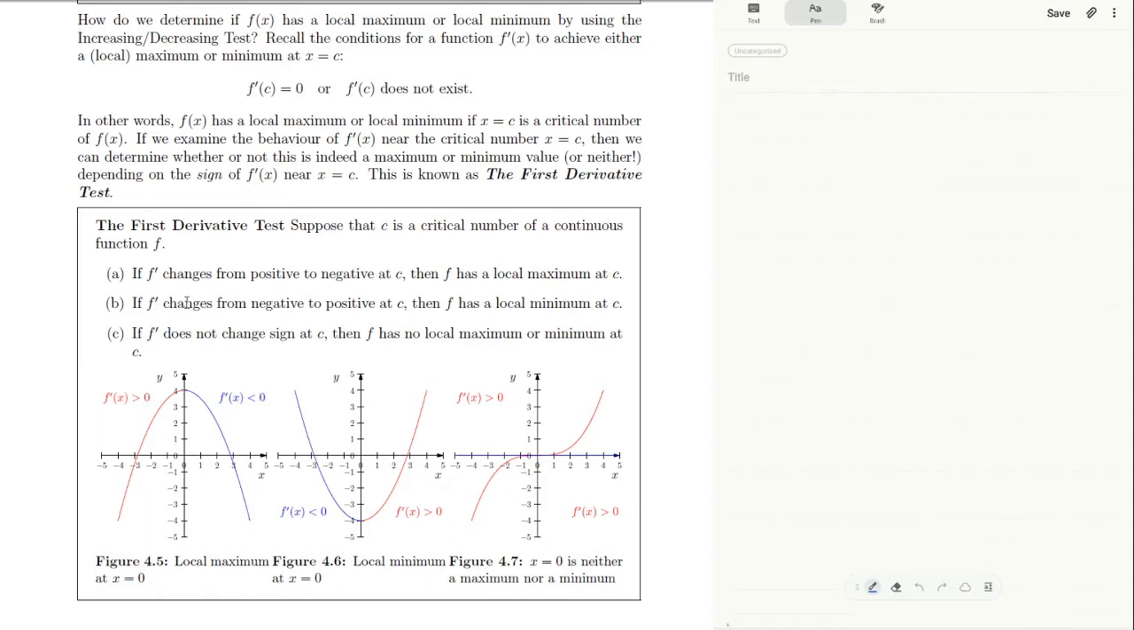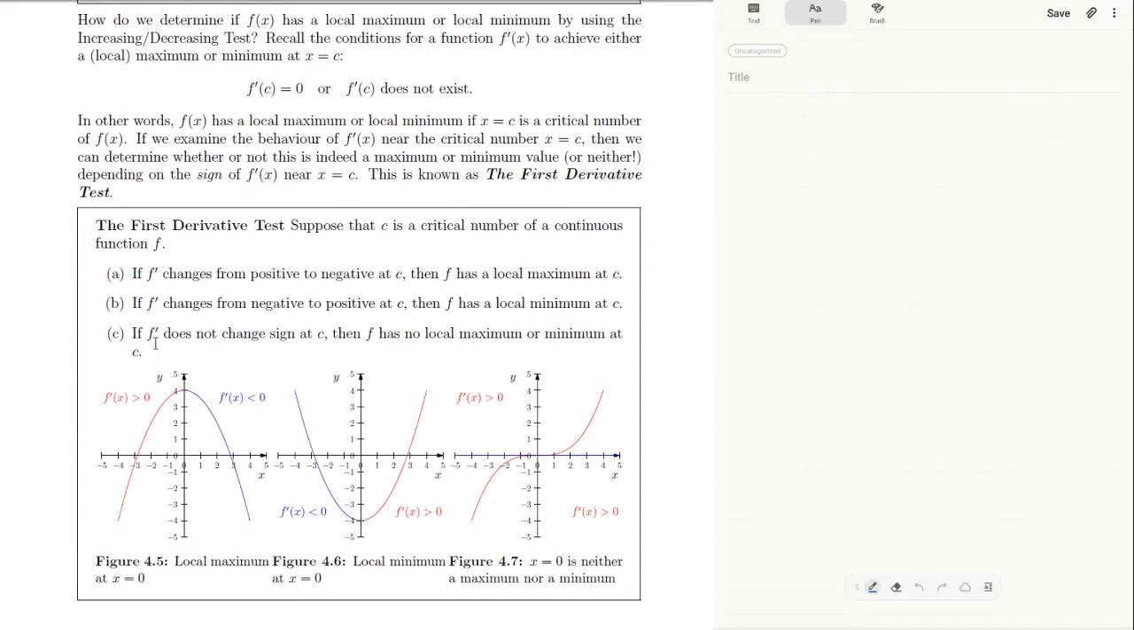Similarly, if f prime changes from negative to positive at c, then f will have a local minimum. So in the middle example, we see that the derivative is negative from negative infinity to 0, and then it's positive from 0 to infinity. And again, 0 is a critical number, so the derivative changes from negative to positive at this point, and so we have a local minimum at 0.